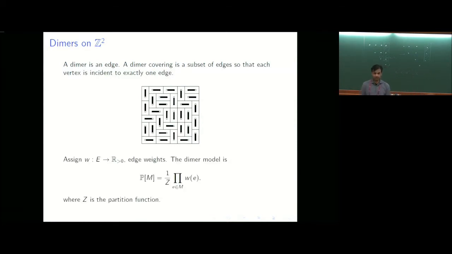Okay, you can assign edge weights, which are just positive numbers, to your edges. And then the dimer model is just the probability measure where you pick each configuration with probability proportional to the product of the edge weights. So you take the product of the edge weights of that configuration, and the probability of picking M is proportional to that product. And here, as in Tomohiro's talk, Z is just a partition function.